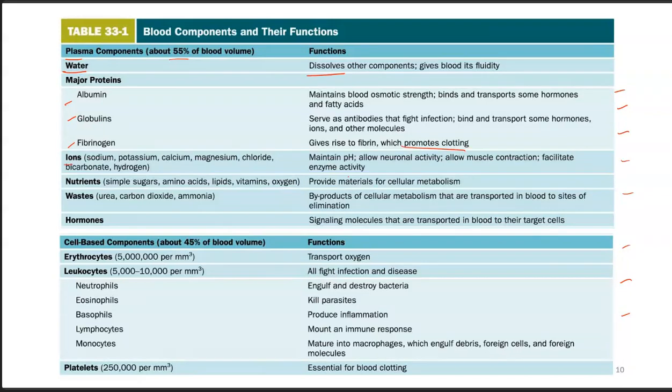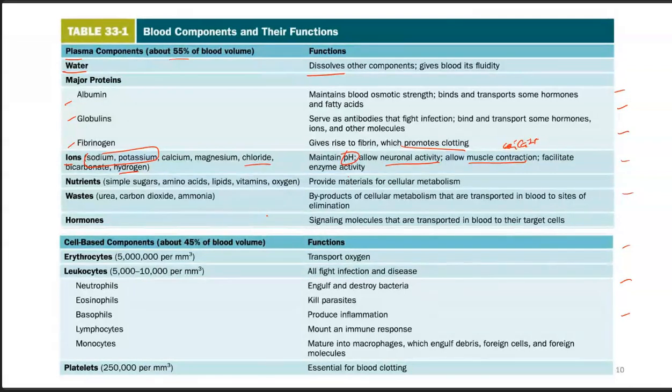And then you have ions such as sodium, potassium, calcium, magnesium, chloride, bicarbonate and also hydrogen that maintain your blood pH, your body fluid pH. They allow neural signaling. Sodium and potassium, which we looked at the other day, are involved in the generation of action potential. They allow muscle contraction, such as calcium, and facilitate enzyme activity.